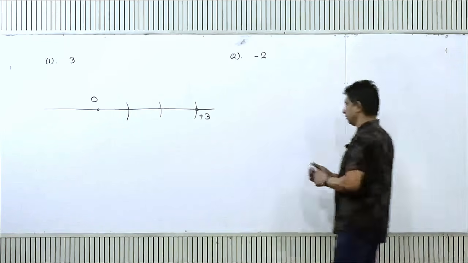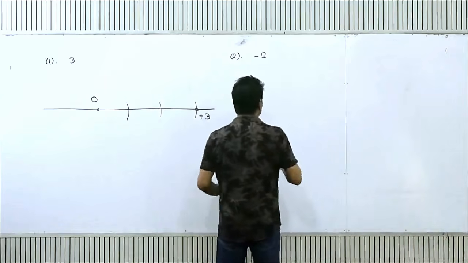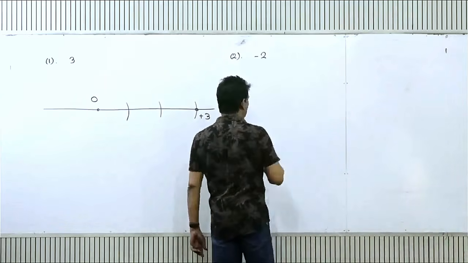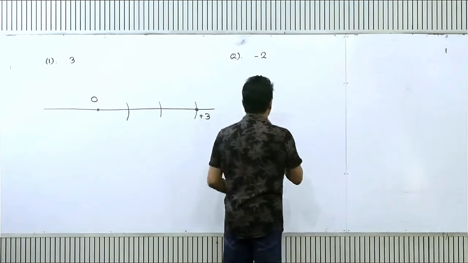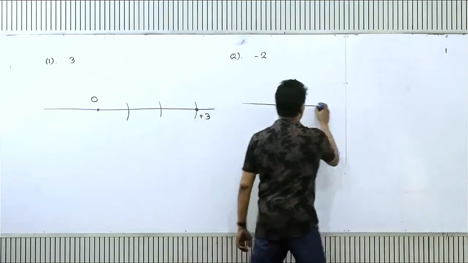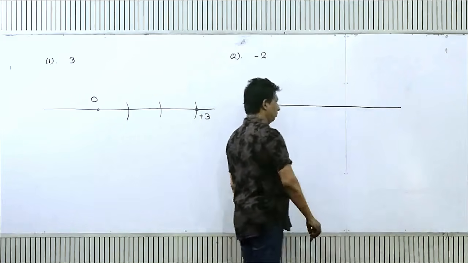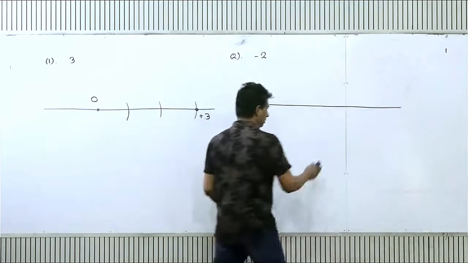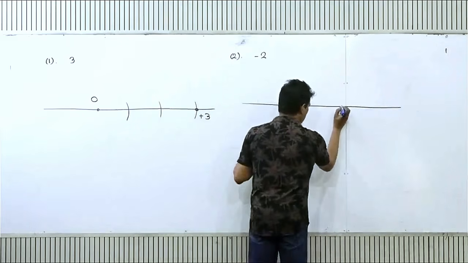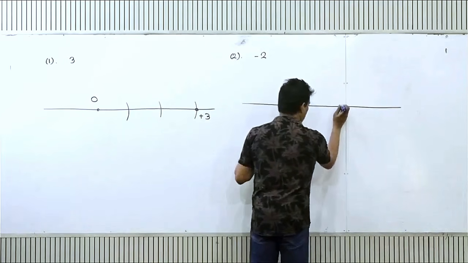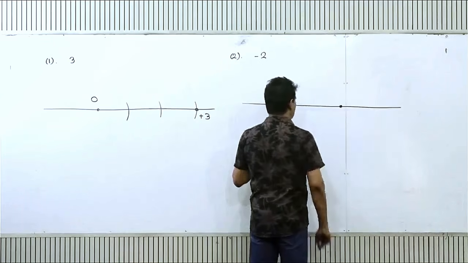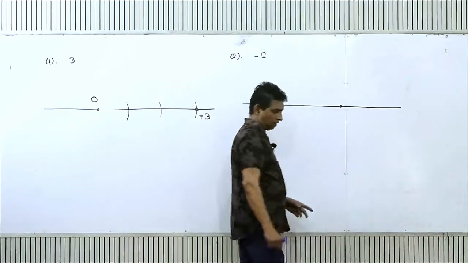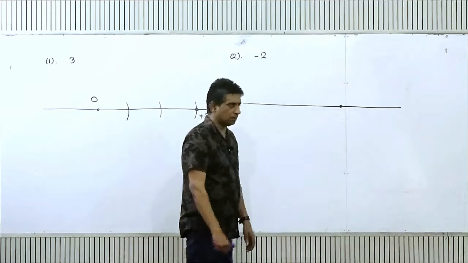Then the second one, we have to mark -2. In that case, first we have to draw a straight line. Then we have to mark a point on this straight line, and draw a small circle around it. Then we have to take any distance in the compass.